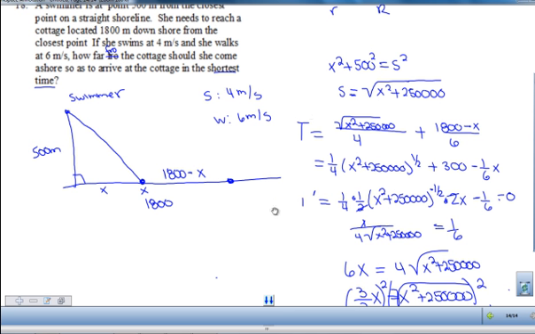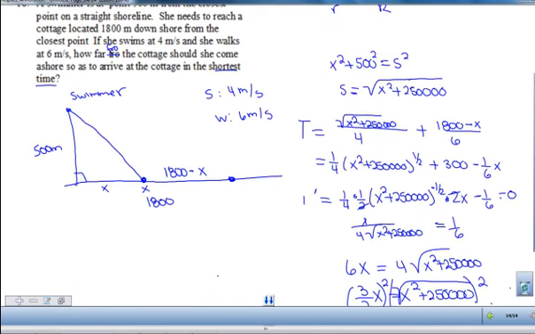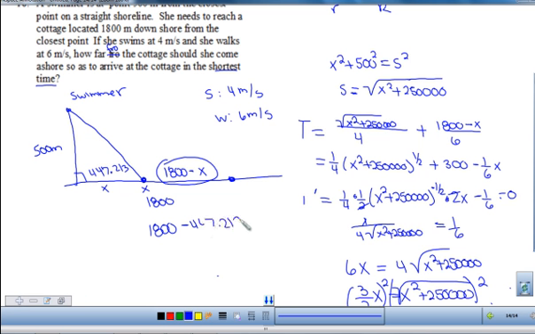Okay, so we have to go back and read the question. Okay, so we got x to be 447.213, and it says, how far from the cottage should she come ashore so as to arrive at the cottage in the shortest amount of time? So this is her time, so it's going to be her distance, 1800 minus 447.213, and that distance is 352.786 meters.